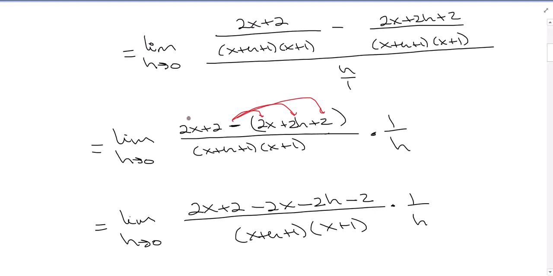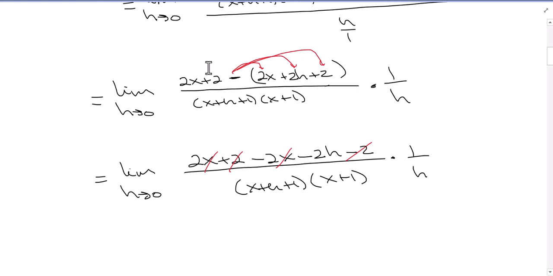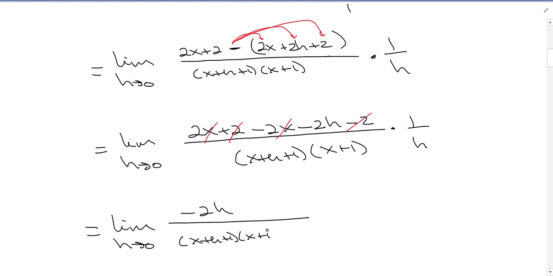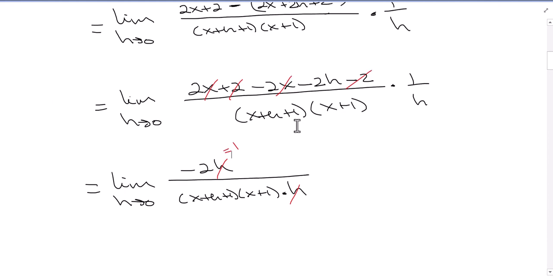Combine like terms. My 2x's cancel, plus 2 minus 2, they cancel, so what are we left with? Just a minus 2h in the numerator. So I'll have the limit as h goes to 0 of negative 2h over x plus h plus 1, x plus 1 times 1 over h. So I can multiply that h in. Notice that if I plug in 0, I still have 0 over 0 because of that h there, but I can divide them out. h divided by h is 1, so I'm just left with a negative 2 in that numerator.